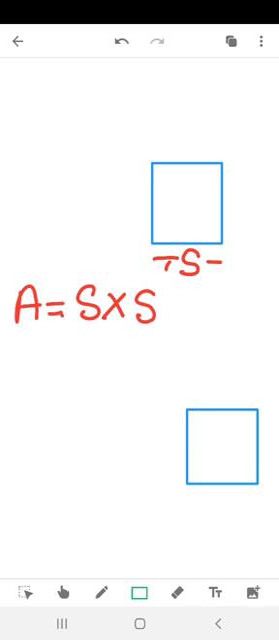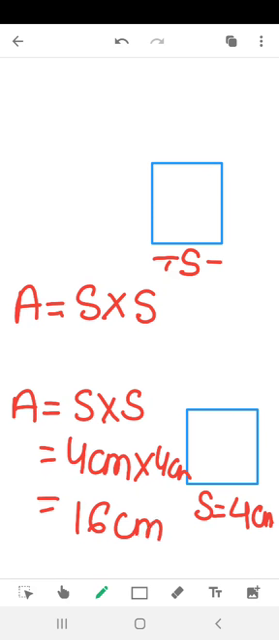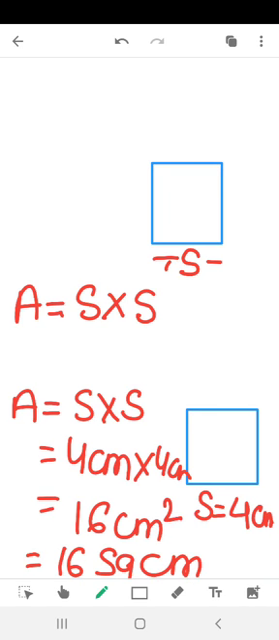Now let us take an example. This is a square. The side of this square is 4 centimeters. So the area will be side into side. Side is 4 centimeter. 4 centimeter into 4 centimeter, 4 4s are 16 centimeter square, or you will write it 16 square centimeter. Again, the area is in square units. Centimeter is a unit. If it had been meter, then meter would be the unit, and it will always be in squares.